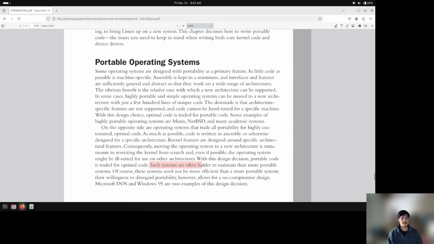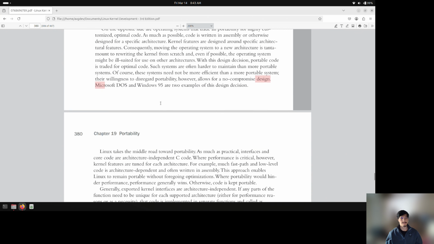Such systems are often harder to maintain than more portable systems. Of course, these systems need not be more efficient than a more portable system. Their willingness to disregard portability, however, allows for a no-compromise design. Microsoft DOS and Windows 95 are two examples of this design decision.